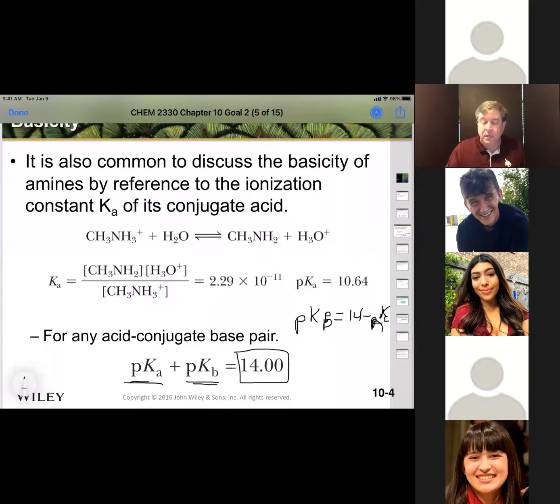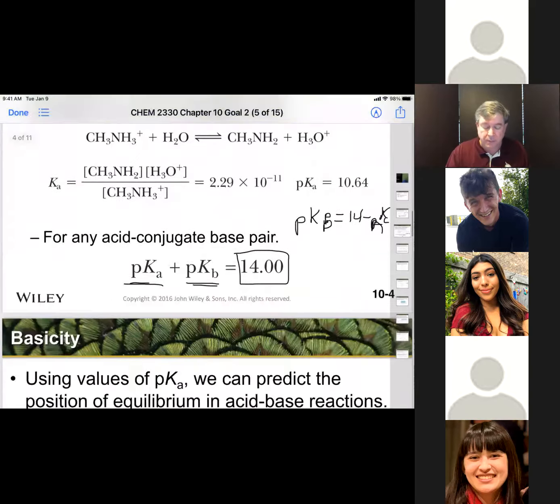So what is this? Why do I say this? Well, it helps us understand that when we talk about amines, we almost always talk about basicity, and knowing how to convert the pKa to the pKb is useful.